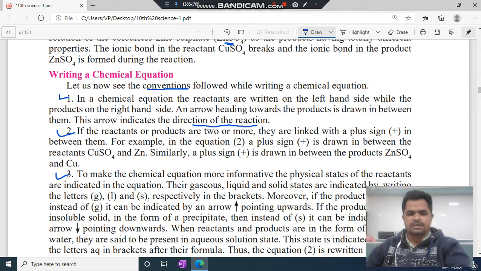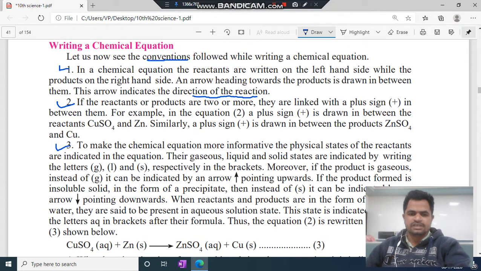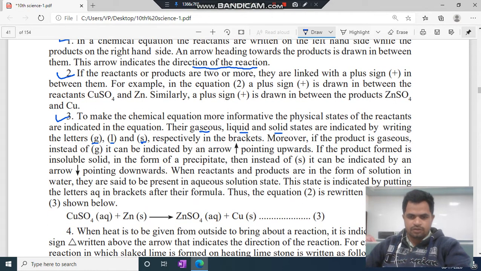To make the chemical equations more informative, the physical states of reactants are indicated in these equations. The physical states are gaseous, liquid, and solid. We can indicate them by writing the letters G for gases, L for liquids, and S for solids respectively in brackets. Moreover, if the product is a gas, instead of G, it can be indicated by an arrow.